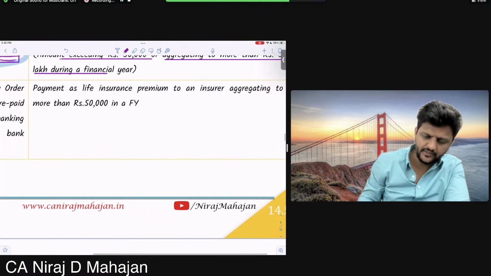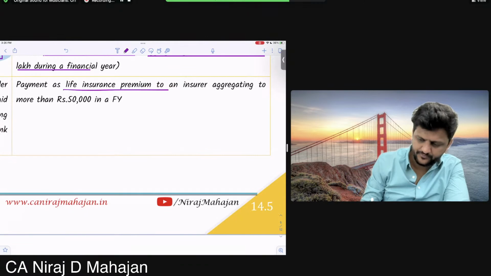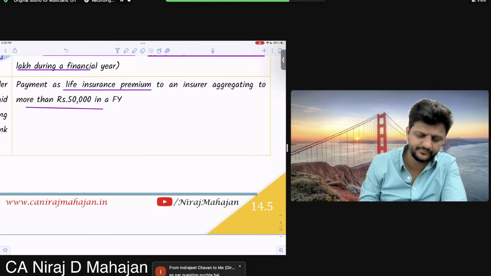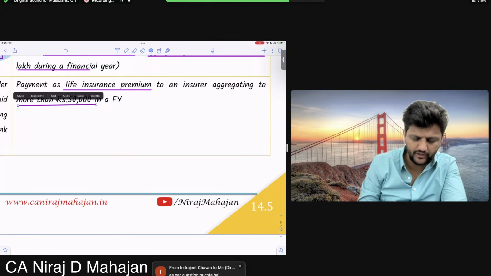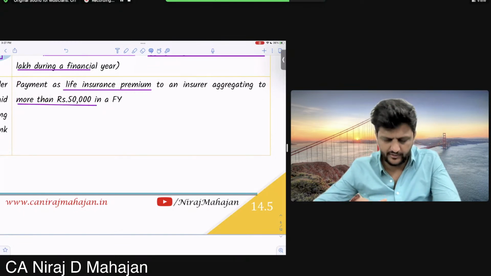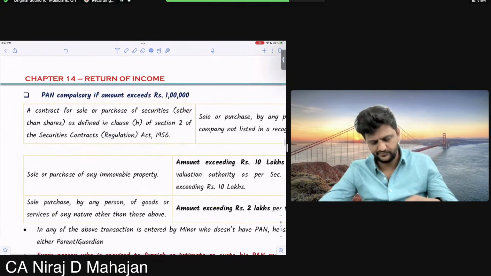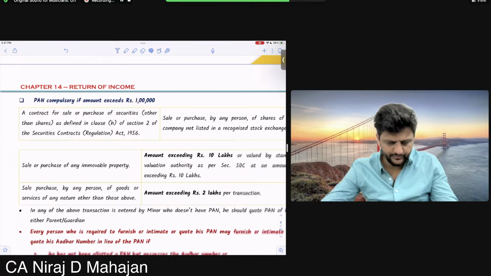And another thing, payment as life insurance premium more than rupees 50,000 in a year. Again बच्चों, they can ask questions, anything can happen. For MCQs, I can't guarantee now. They have asked questions that a certain transaction is given, when is PAN compulsory. They can ask based on amount also. What to do?